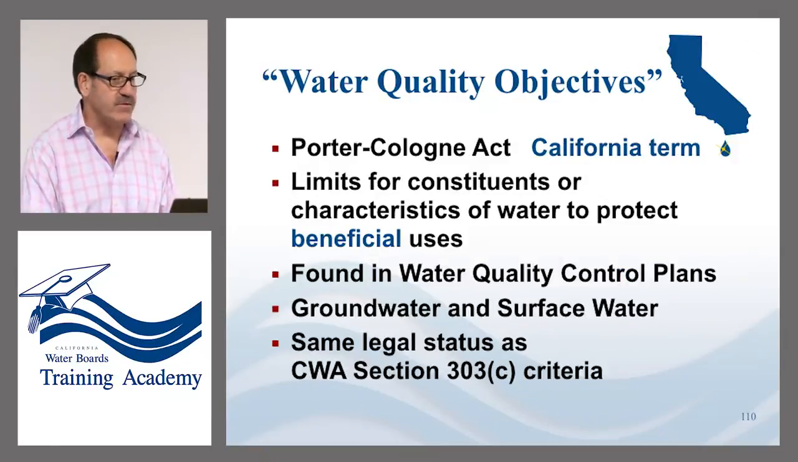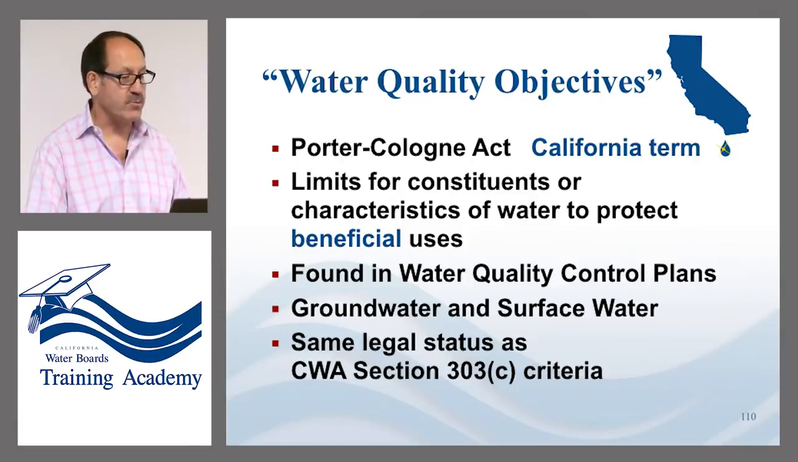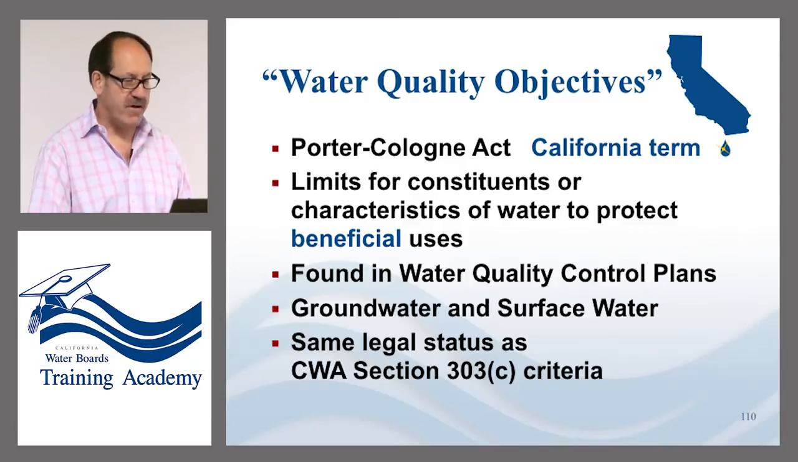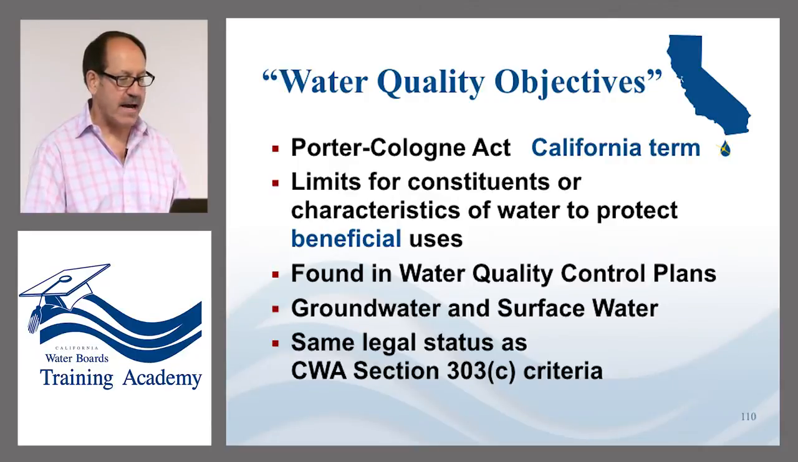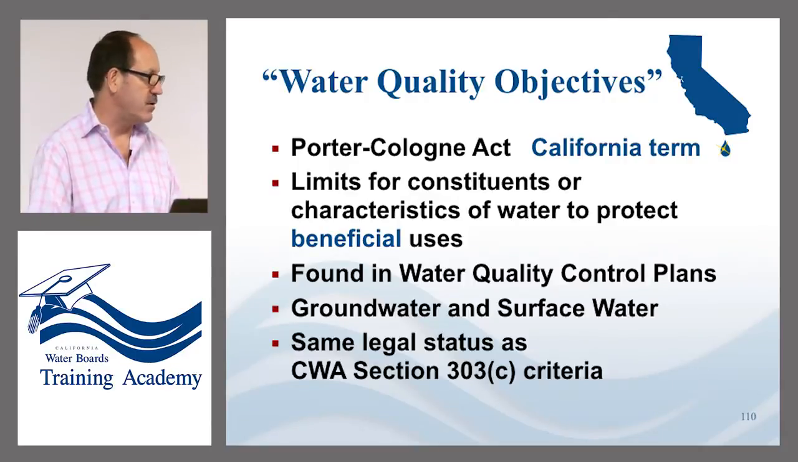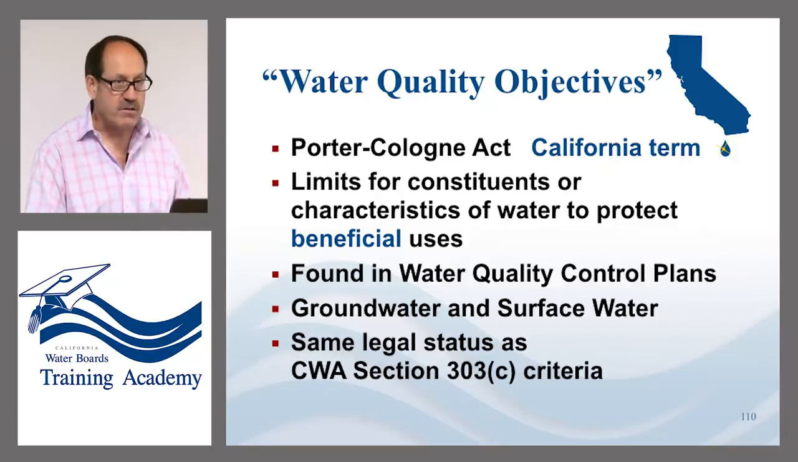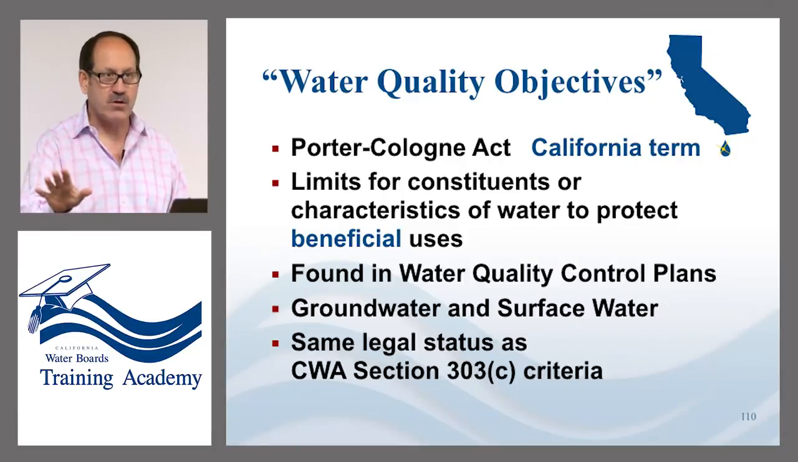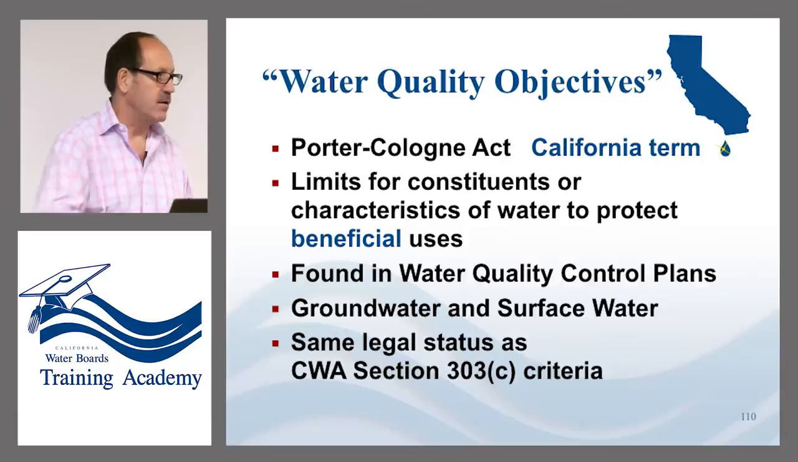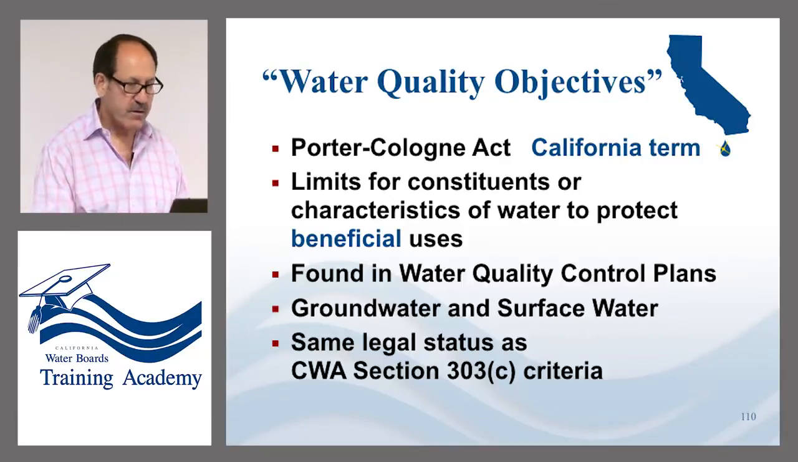Water quality objectives. California term under Porter Cologne, limits for constituents or characteristics of water to protect beneficial uses. We find them in our water quality control plans and basin plans. We apply them to groundwater and surface water to protect beneficial uses. They have the same legal status as Clean Water Act Section 303C criteria, the promulgated criteria. They have the force and effect of regulation. Okay? So 303C, regulatory requirements. 304A, recommended. That's the difference there. And water quality objectives are like the 303C criteria.